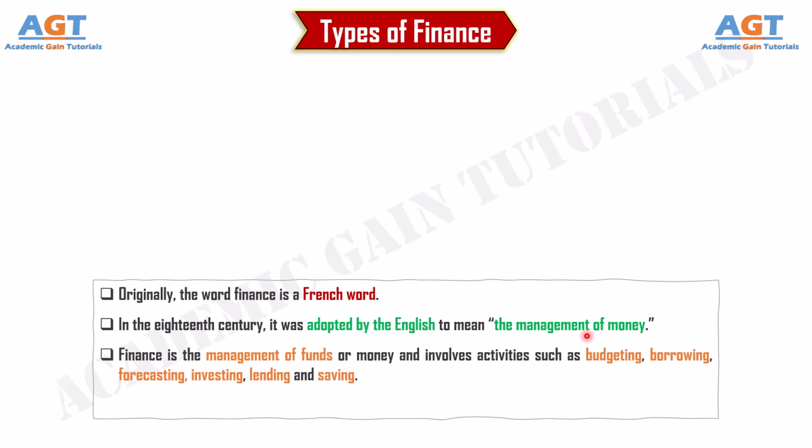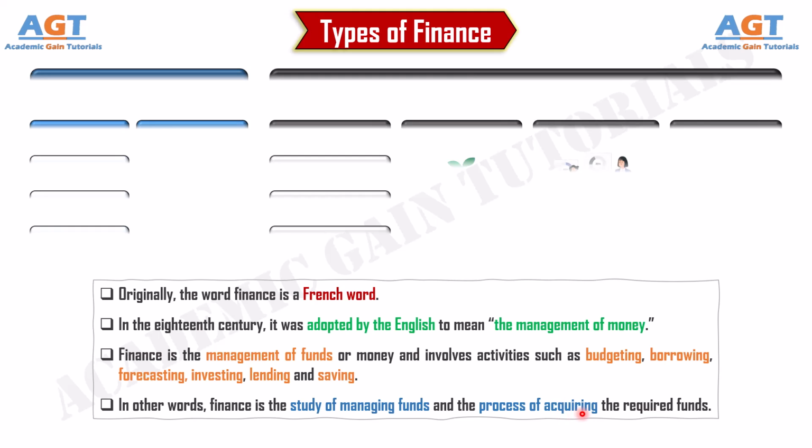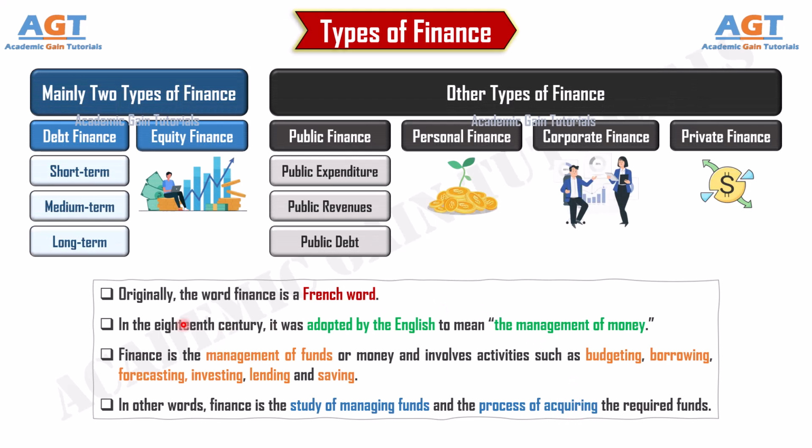Finance is the management of funds or money and involves activities such as budgeting, borrowing, forecasting, investing, lending, and saving. In other words, finance is the study of managing funds and the process of acquiring the required funds. There are mainly two types of finance, which are debt finance and equity finance. The other types of finance are public finance, personal finance, corporate finance, and private finance. Each of the types is explained below with definition and explanation.